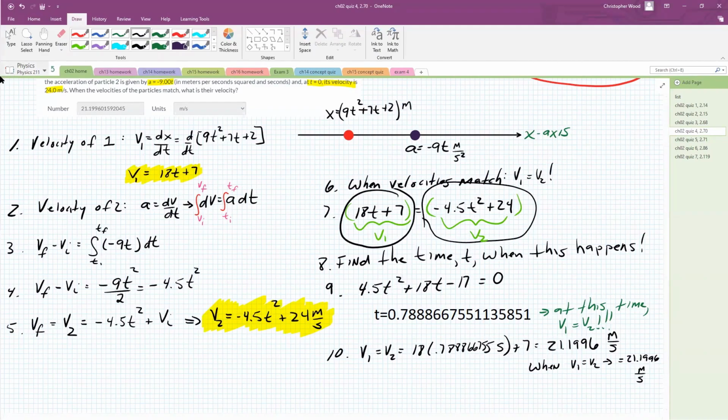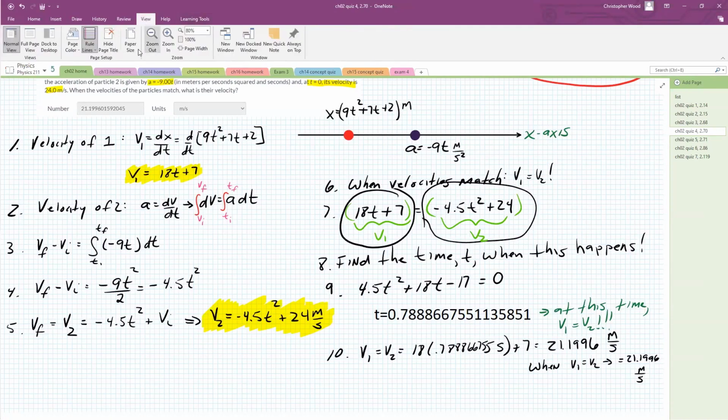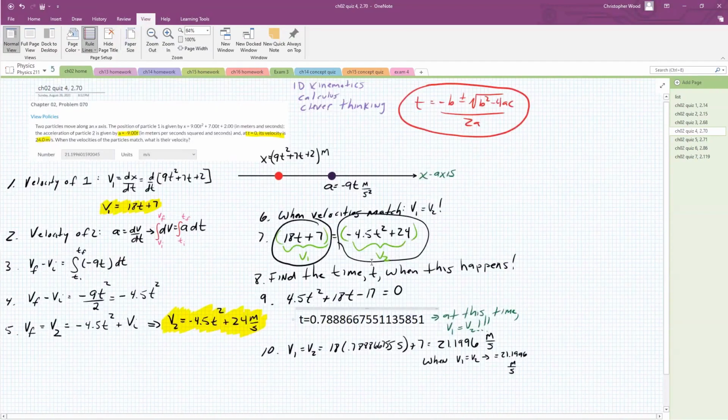So good problem. Some new stuff. These problems are all kind of similar, or there are a lot of similarities, but these problems are definitely introducing new stuff. That's it. That is it. That's quiz 4.